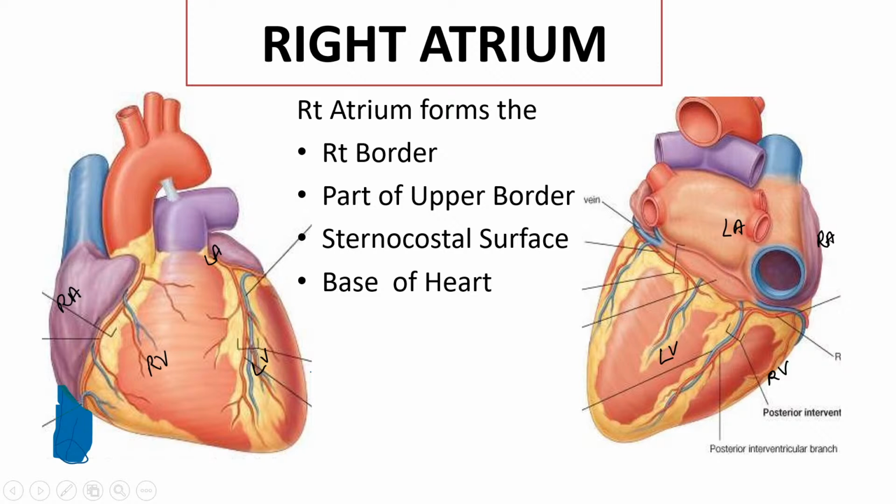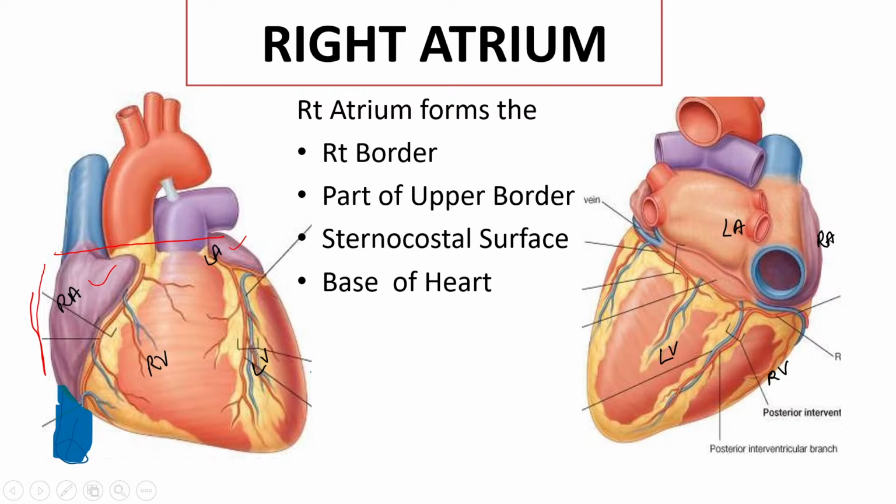but it is also forming the right border of the heart as we see in this first diagram, and the right atrium will also form a part of the upper border of the heart. The upper or the superior border of the heart is formed by the left and the right atrium, and the right one third will be by the right atrium.